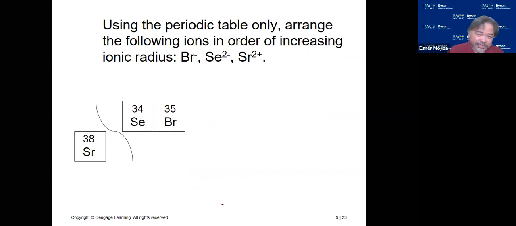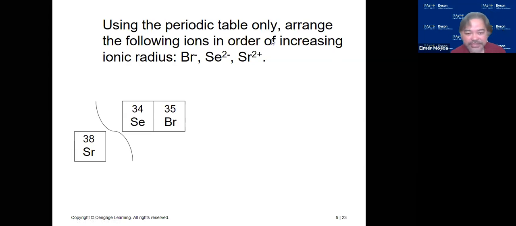I have another example here. Using the periodic table only, arrange the following ions in order of increasing ionic radius. I want you to study this for the exam. The trends that we have there are the atomic radius and the ionization energy. So how are we going to arrange them? The first question: are they isoelectronic?